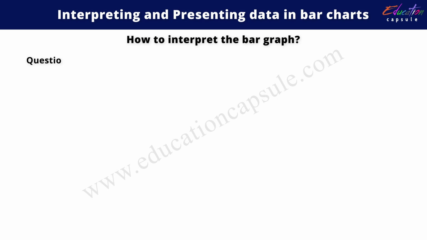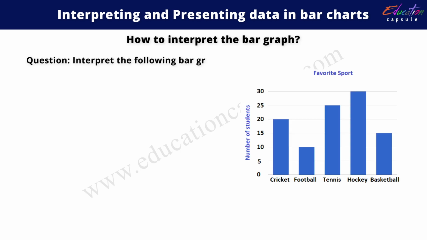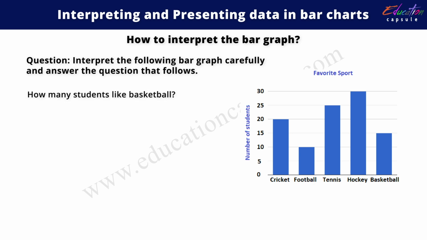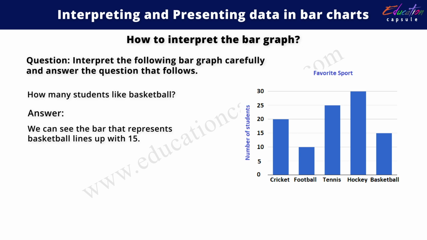Let's try another question. Interpret the following bar graph carefully and answer the questions that follow. How many students like basketball? We can see the bar that represents basketball lines up with 15. Therefore, the number of students who like basketball is equal to 15.